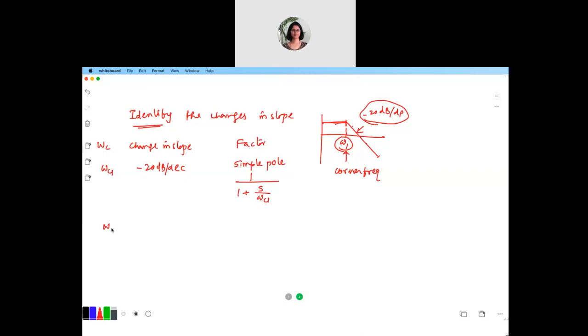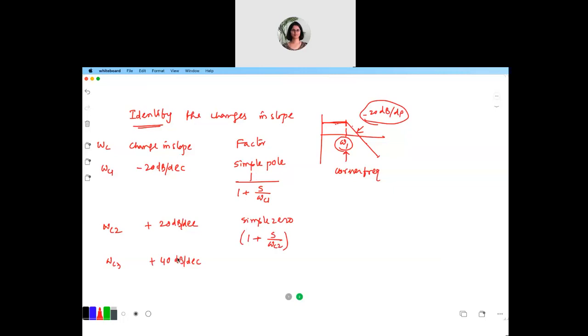At corner frequency omega C2, say I get a change which is plus 20 dB per decade, then the factor will be, this is plus, so it will be a simple zero. And the factor I can write as 1 plus s divided by omega C2. Okay, if I have at omega C3 plus 40 dB per decade, two things are possible. Plus means zero, minus means pole, that's simple. If it is 20, then it is a single pole or single zero. If it is 40, then double pole or double zero.